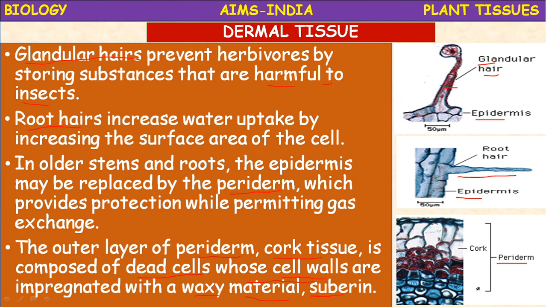Then hypodermis. What does hypodermis mean? It is a layer of cells immediately below the epidermis. That layer is called hypodermis. Particularly in the leaves, this hypodermis is seen, and it gives mechanical support. Hypodermis gives the mechanical support, made up of collenchyma and sclerenchyma tissue. Okay. So this is about the dermal tissue.